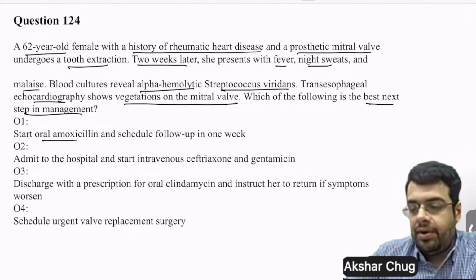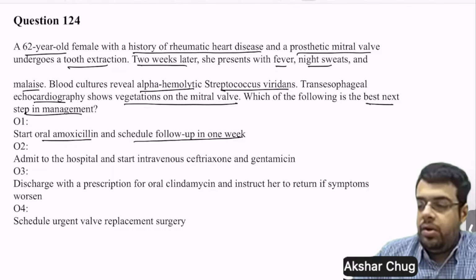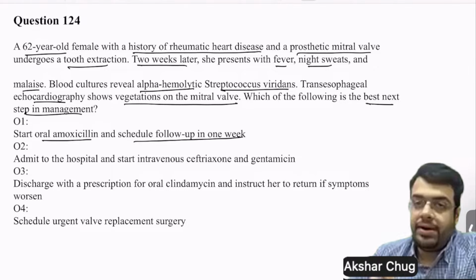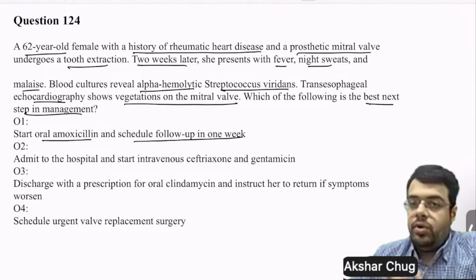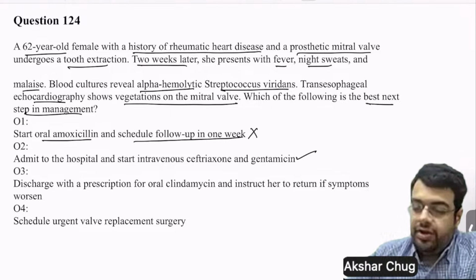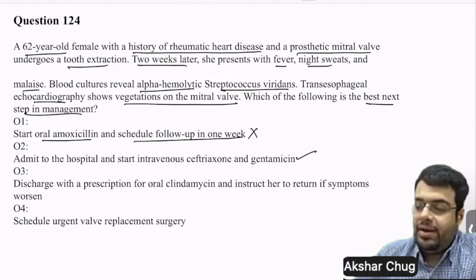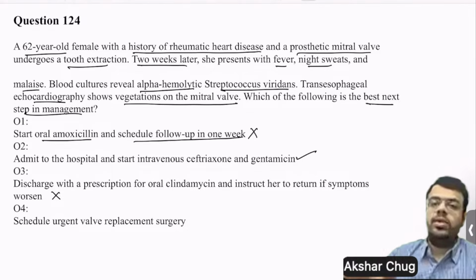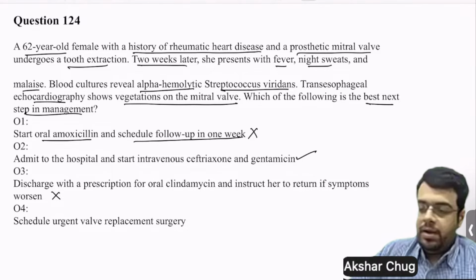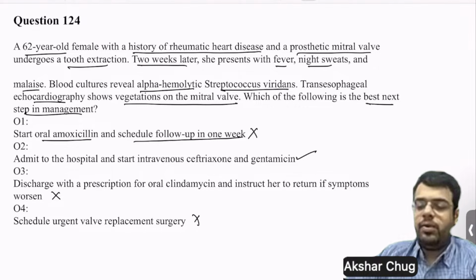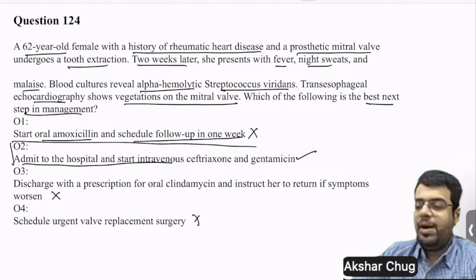Start oral amoxicillin and follow over 1 week. The patient has already developed mitral vegetation and infective endocarditis, so oral antibiotics would not be preferred. Admit to hospital and start IV ceftriaxone and gentamicin. This seems to be the correct option. Discharge with a prescription for oral clindamycin and instruct her to return if symptoms worsen. Again, in a case of existing infective endocarditis, I don't want to send the patient home and give oral medication. Schedule urgent valve replacement surgery. Again, this would be a very radical step in the treatment. Instead, I would like to admit the patient to the hospital and start IV antibiotics, especially ceftriaxone and gentamicin.